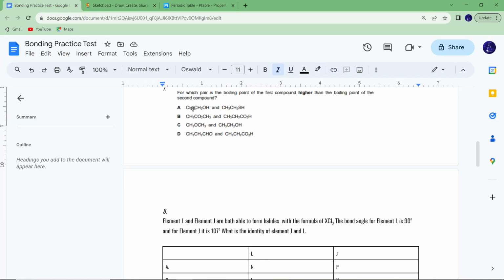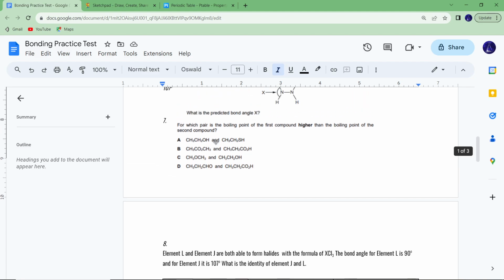So we took a look at A real quick, and we need to have the first one higher than the second one. First of all, A has oxygen on the left as the first one, okay? And it has sulfur on the right in the same spot as the other one. So automatically we know, hey, A is going to end up being our answer.